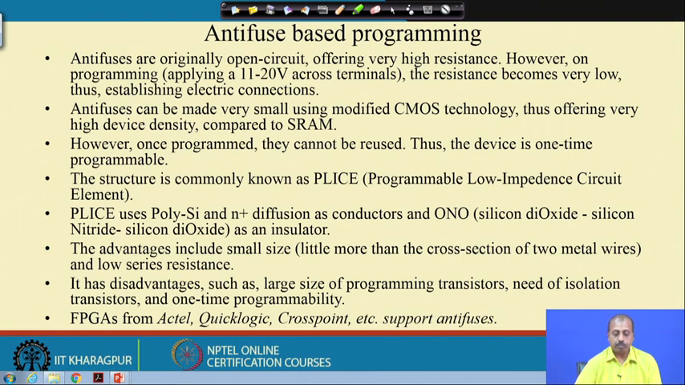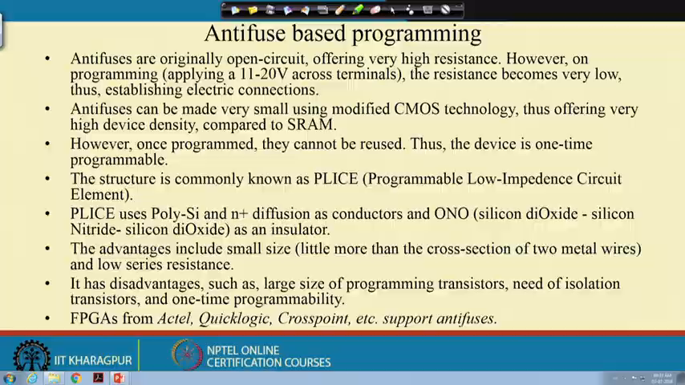The disadvantage is the large size of programming transistors. The 11 to 12 volts, or 20 volts, that I said has to be applied has to be generated across those programming elements. So, programming transistors become large and there is a need for isolation transistors. Normally that 11 to 20 volts, if it comes across some other circuit element, that element may get damaged. So, it needs to be applied specifically to these programming terminals. That way we need some isolation transistors, and it is one time programmable. I have already said that you can program it only once.